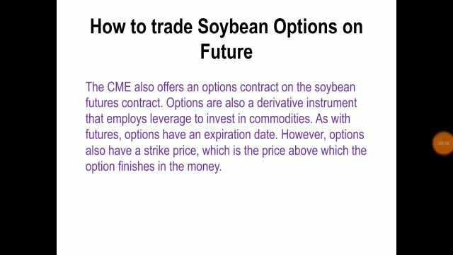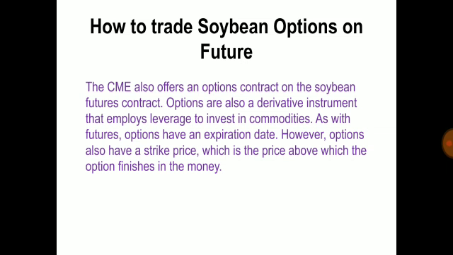How to trade in soybean options on futures. The CME also offers an option contract on the soybean futures contract. Options are also a derivative instrument that employs leverage to invest in commodities. As with futures, an option has an expiration date. However, the option also has a strike price, which is the price above which the option finishes in the money. Option buyers pay a price known as a premium at the time of purchasing a contract.